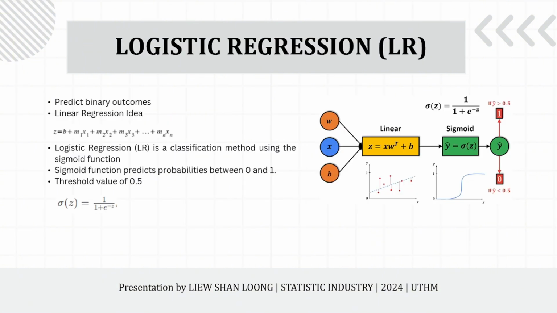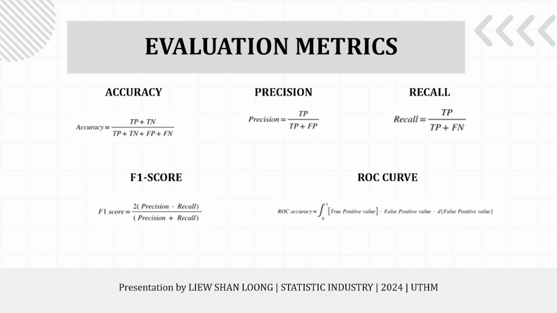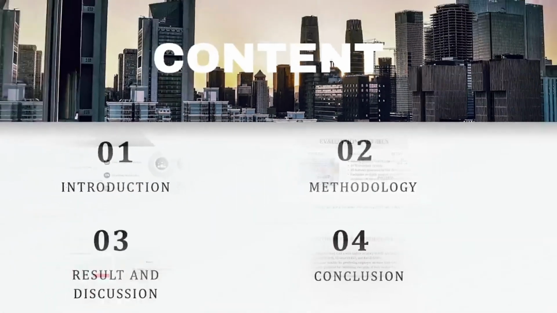Logistic regression predicts a binary outcome, for example, yes or no, based on input variables. The model concept is to use a linear combination of input variables with weights and an intercept, like linear regression, and apply a sigmoid function to the linear combination, and the sigmoid squashes the value between 0 and 1. So the outcome is a predicted probability of the event happening. And this is the evaluation metrics we use for comparing both models.